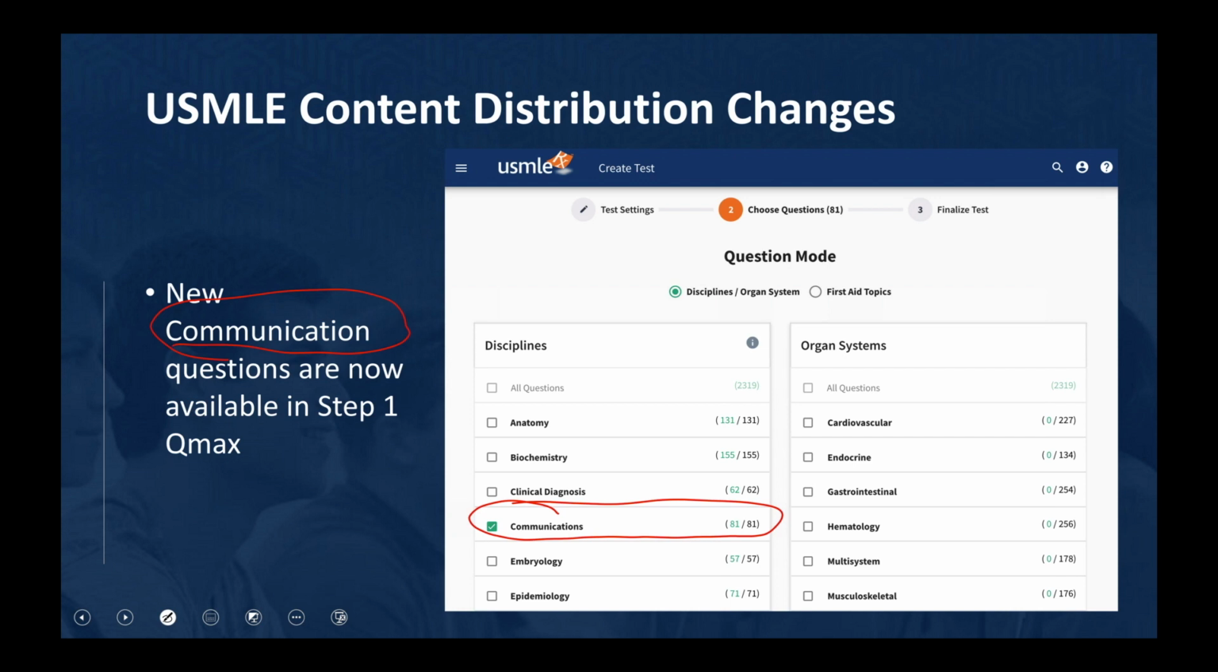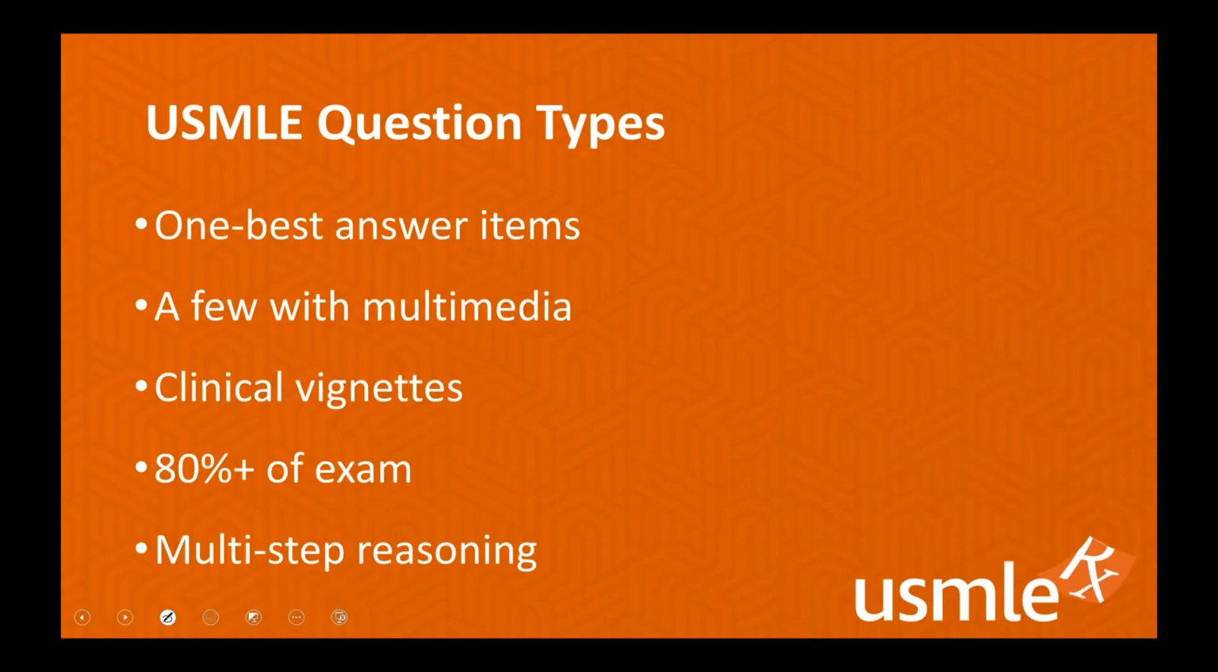All right, great. Before we go into some of the question dissections, you know what a USMLE question looks like, right? It is a single best answer question, so that simplifies things.